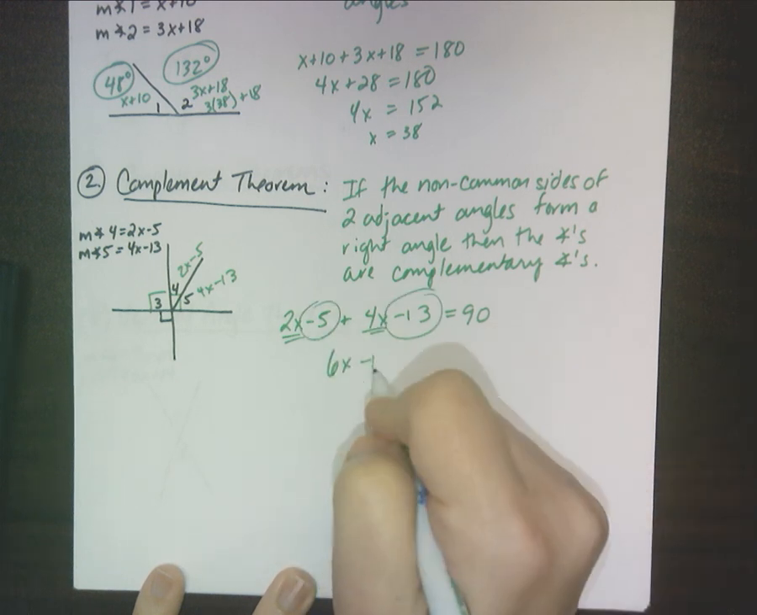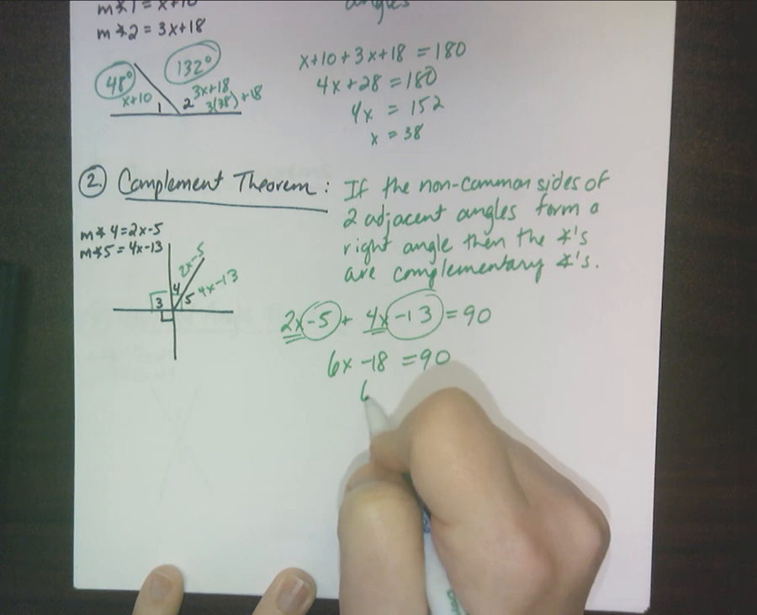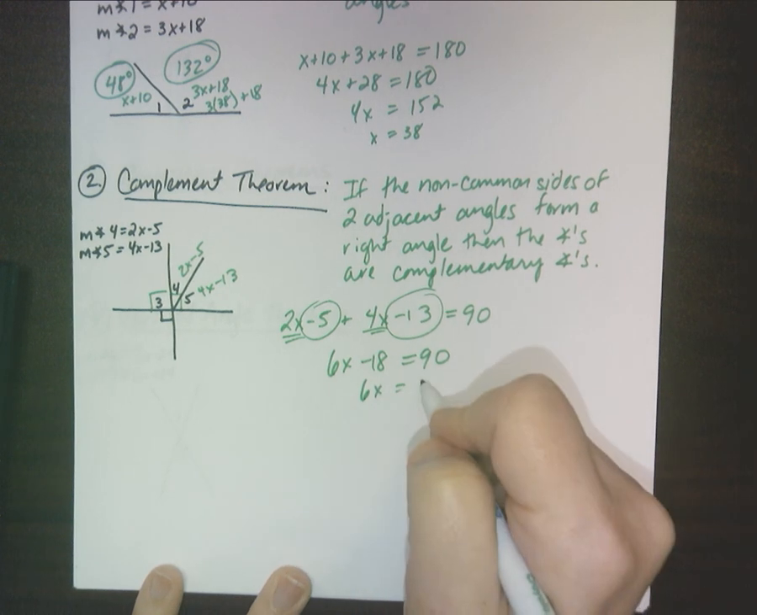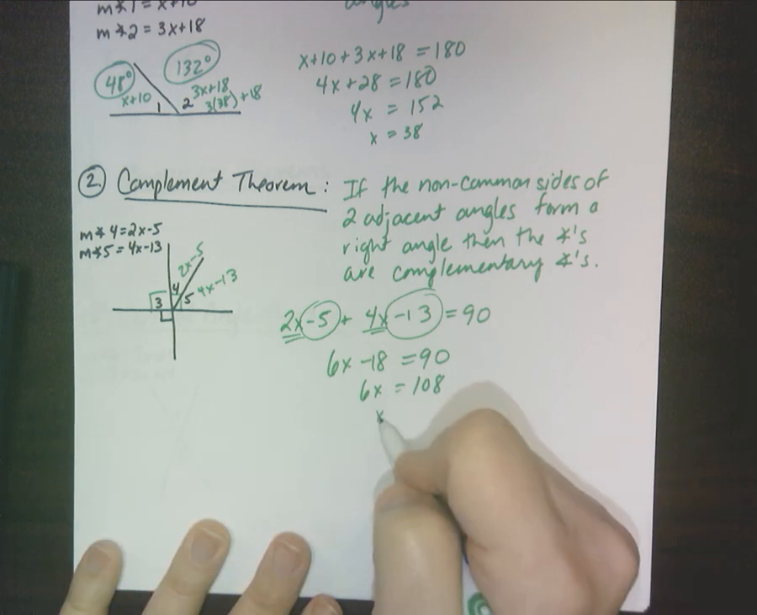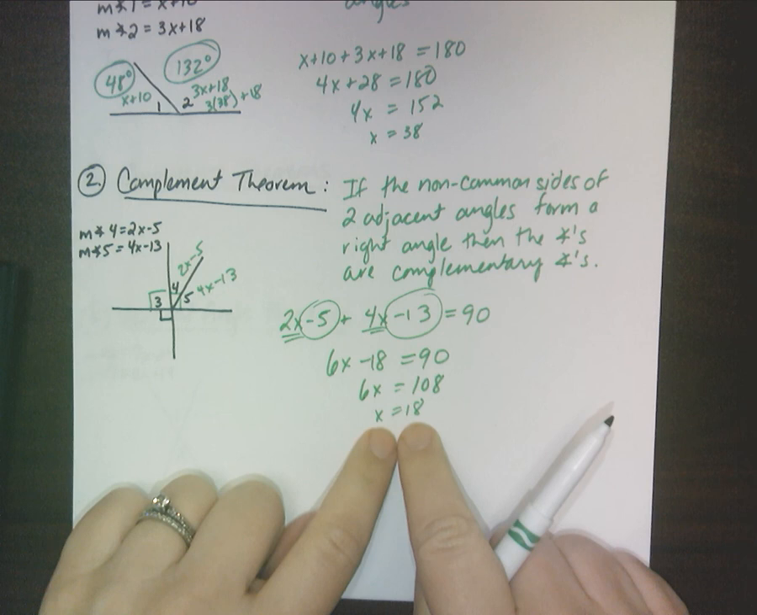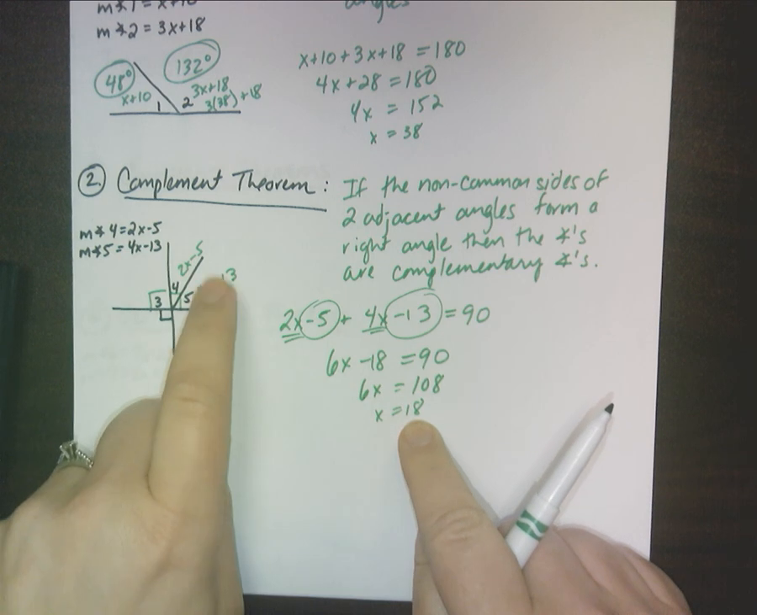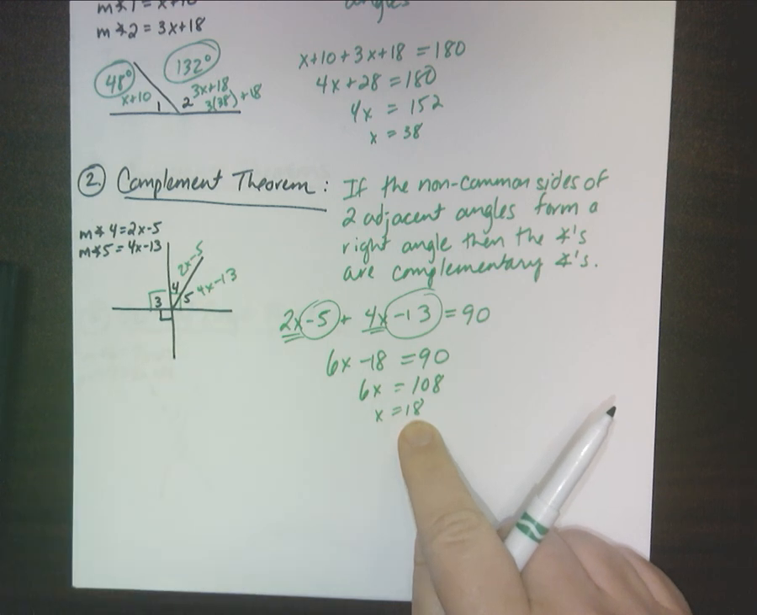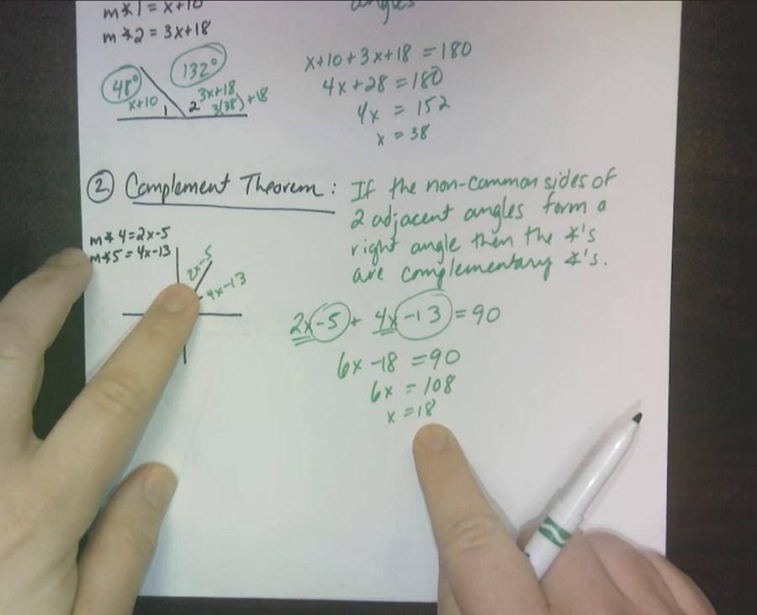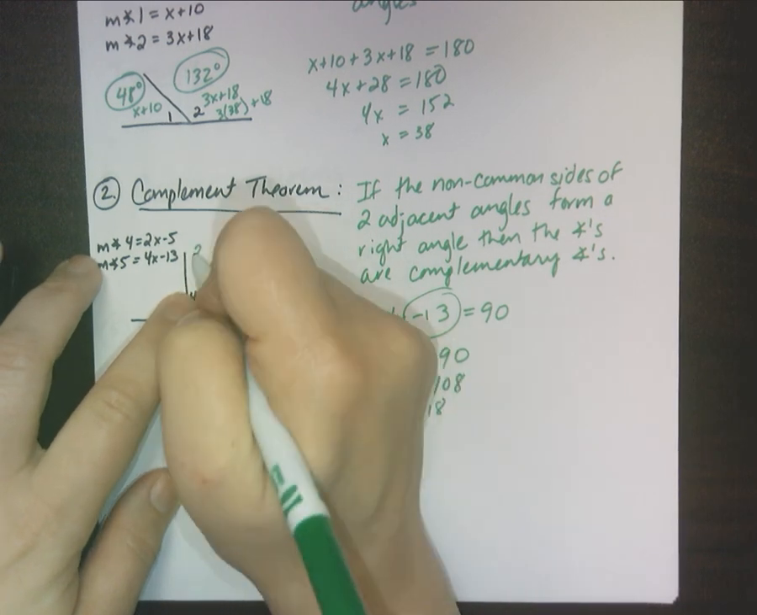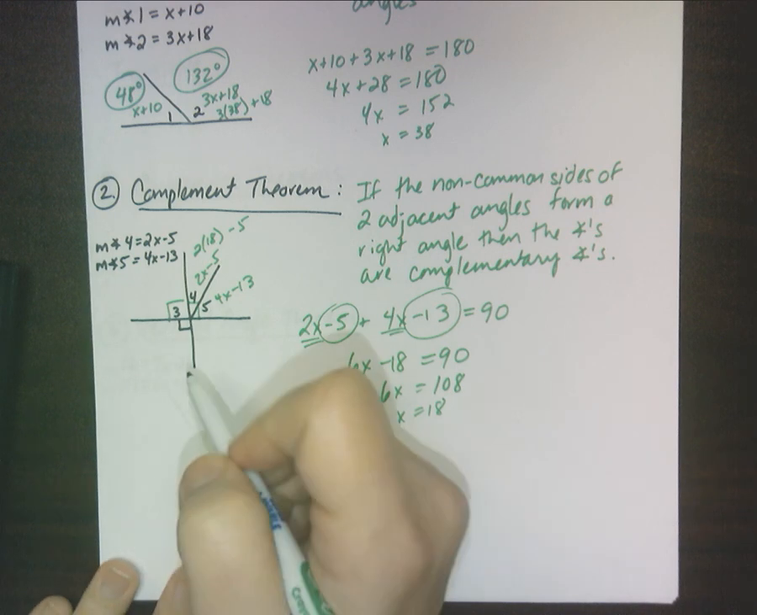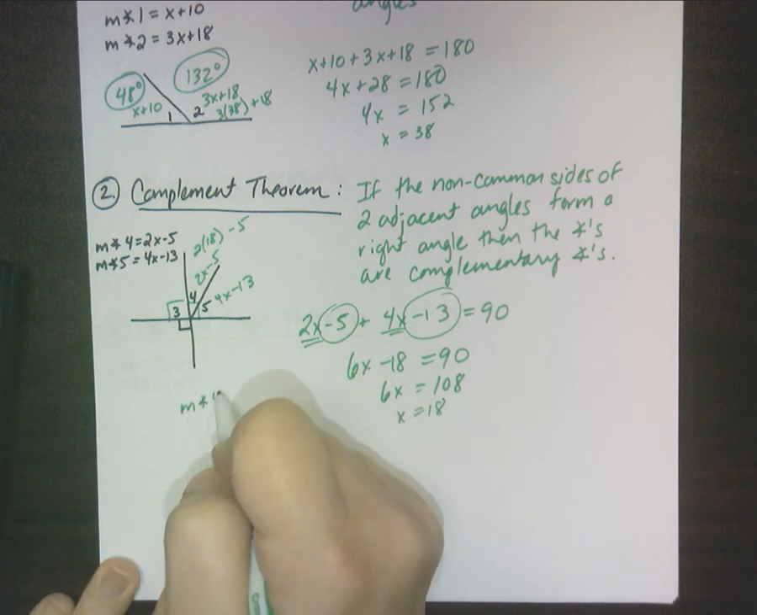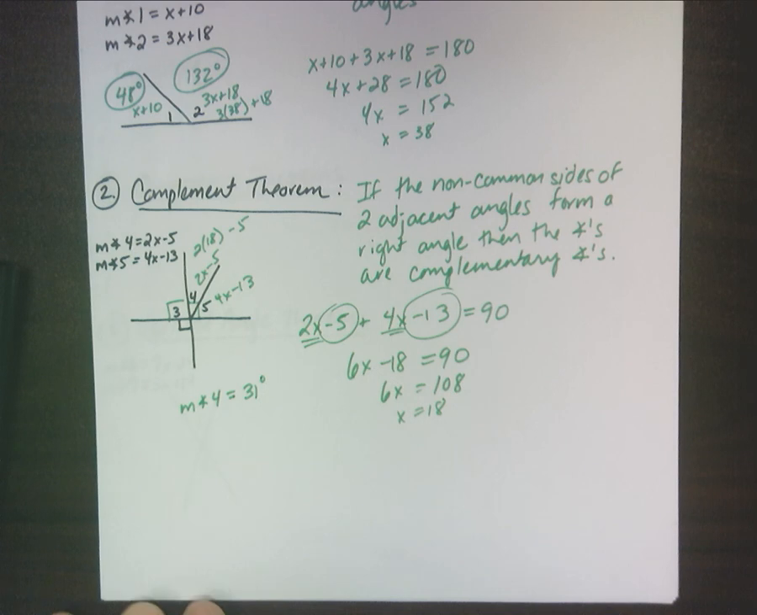6x minus 18 equals 90. Add 18 over, you would get 108. And then 108 divided by 6 is 18. And then again, that's just what x equals. Plug it back in to find the measure of each angle. So if I plug 18 into this angle right here, 2 times 18 minus 5. So 36 minus 5 is 31. So the measure of angle 4 is 31 degrees.